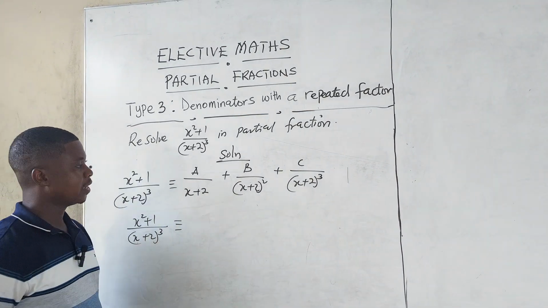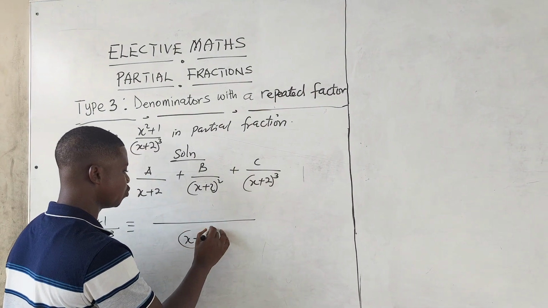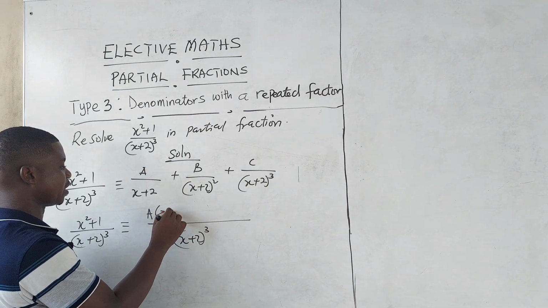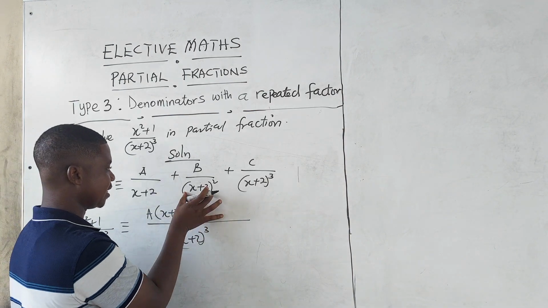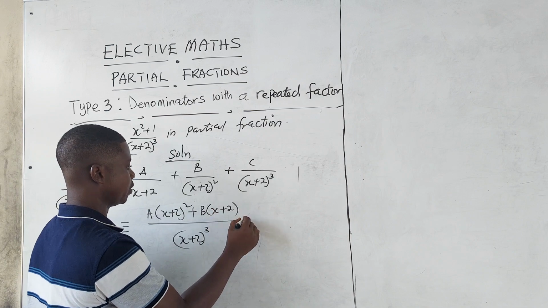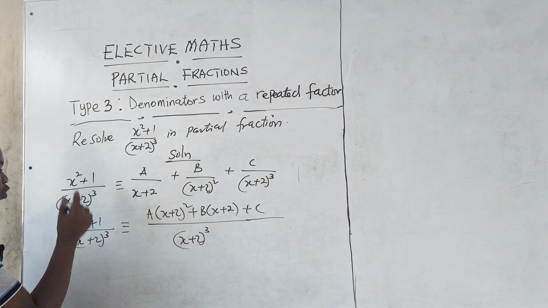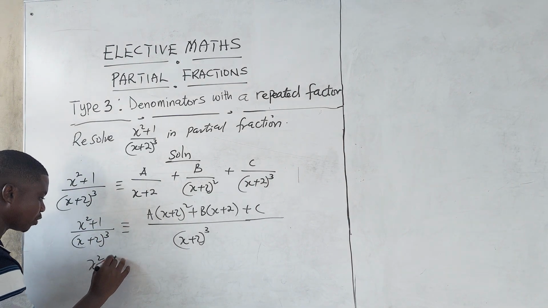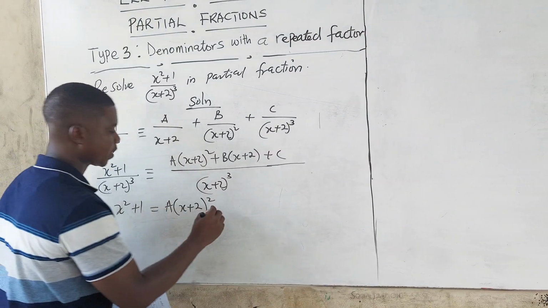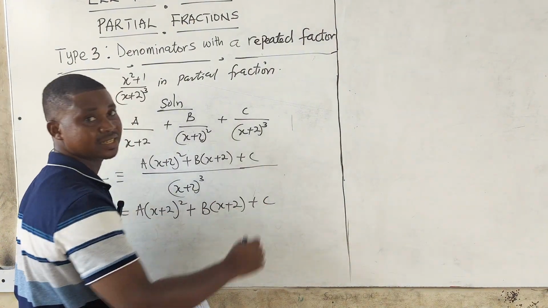And this one, we can find the LCM. The LCM is giving us x plus 2 all cube. So it means that one of them will go, having a into bracket x plus 2 squared, plus, this is squared so it's left with 1, plus b into bracket x plus 2. But this one, the whole of that will cancel out, plus c. So the denominators are the same, so we ignore them. Then you have x squared plus 1 is equal to a into bracket x plus 2 all squared plus b into bracket x plus 2 plus c.